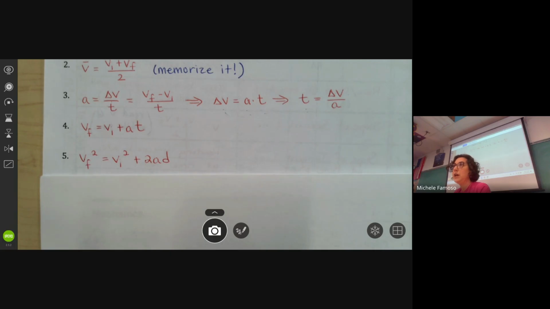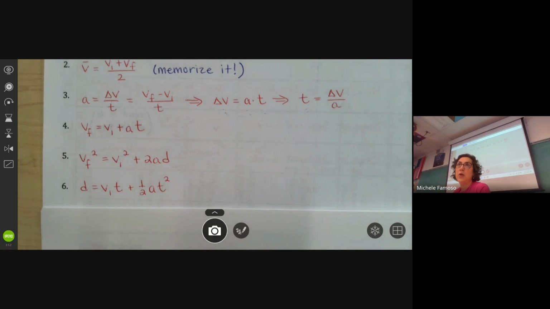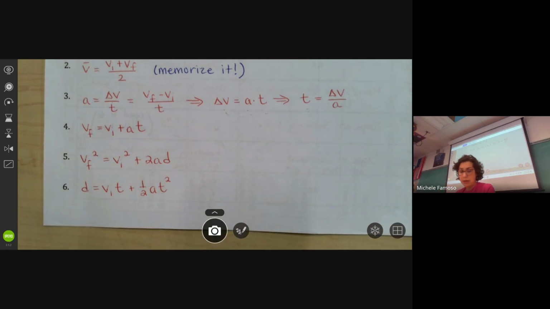The next is vf squared is vi squared plus 2ad. Again, you should be able to manipulate it for any of the variables in that equation. And the last one is d is vi t plus 1/2 a t squared. You should again be able to solve that for any variable in that equation. Next page.